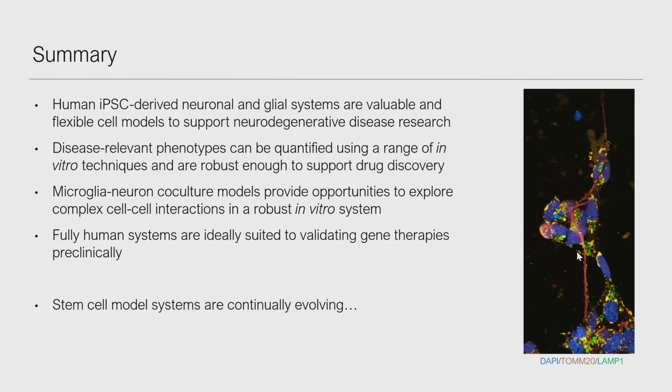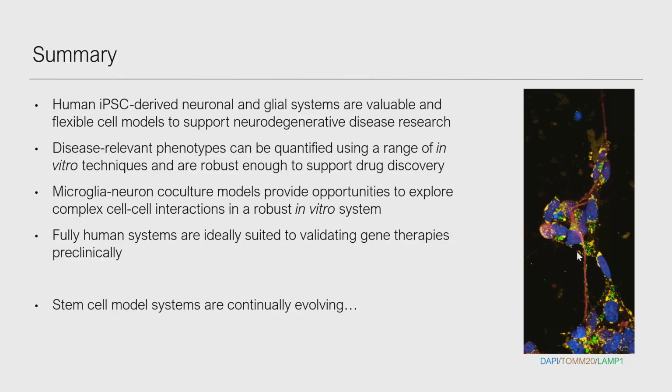So to summarise, I hope I've shown you that the human iPS-derived neuronal and glial systems are really valuable, but also very flexible models to support neurodegenerative disease research. In particular, the disease-relevant phenotypes can be quantified using a range of in vitro techniques. We particularly like the high-content imaging-based endpoints. And they're robust enough to support drug discovery. So it is possible to make very complex systems reliable and reproducible.